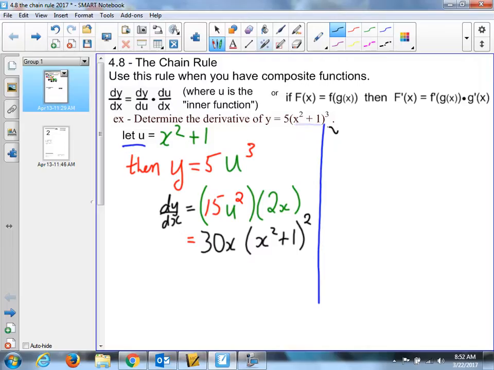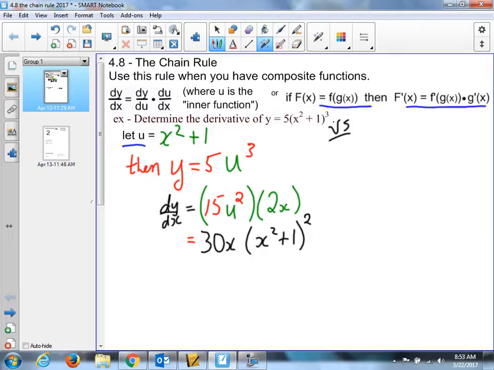Same question versus this method. I'm going to think of it like this. What's my f expression? What's my outer function? That's 5 something cubed. What's my g of x, my inside function? That's x squared plus 1. You're going to get the same result, and it really is the same thing. But I'm not going to substitute and say u equals, because I'm going to keep track of that in my mind. If you have trouble keeping track of it, use the left method. Otherwise, try this. So, what I am saying is the outer function's derivative.